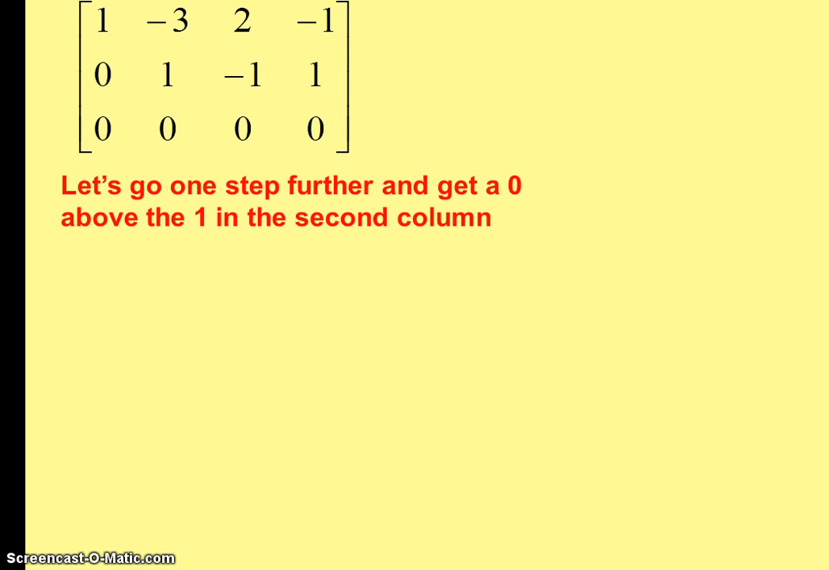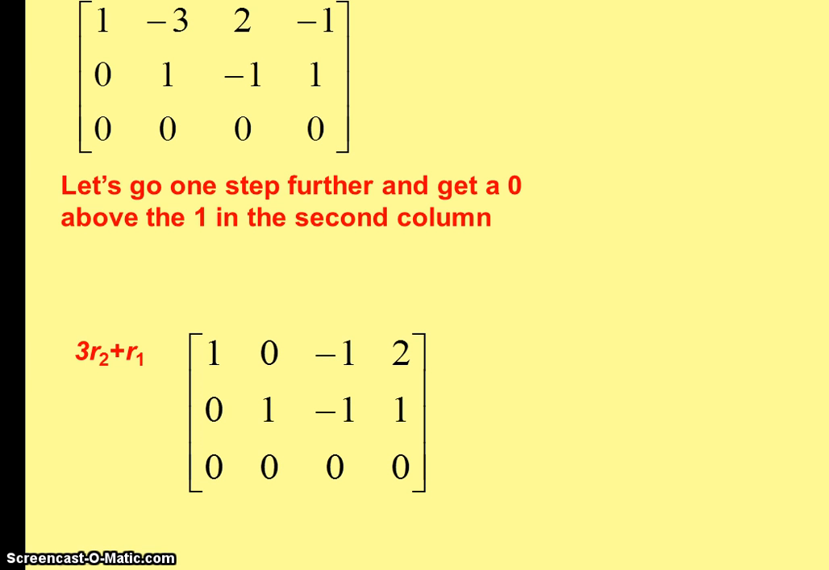So if I try to go one step further, just to get a 0 above the 1 in the second column right here, it'll just make it a little bit easier as I go and try to solve. So it's kind of along the lines of going to reduced row echelon form. I'll do a row operation to get a 0 by taking positive 3 times row 2 added to row 1. That way 1 times 3 is 3, added to negative 3 would be 0. That'll get a 0 in my box up here. So now I have reduced row echelon form.